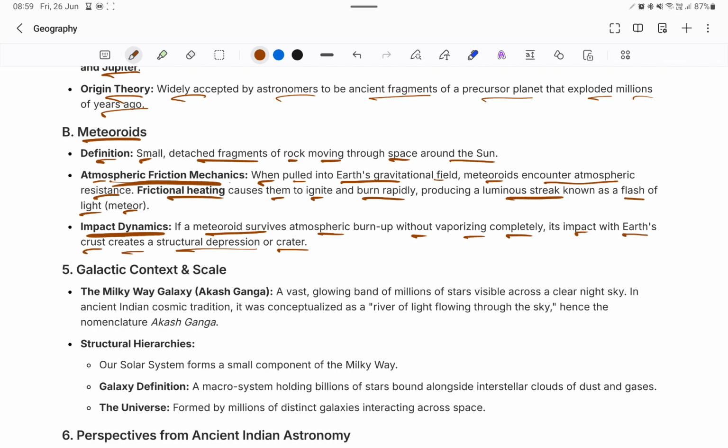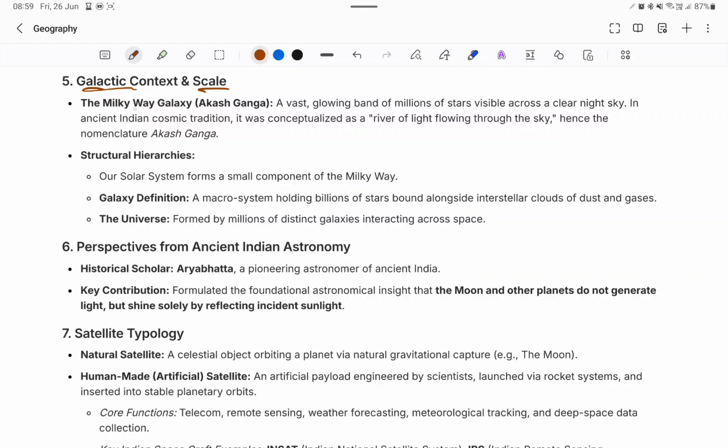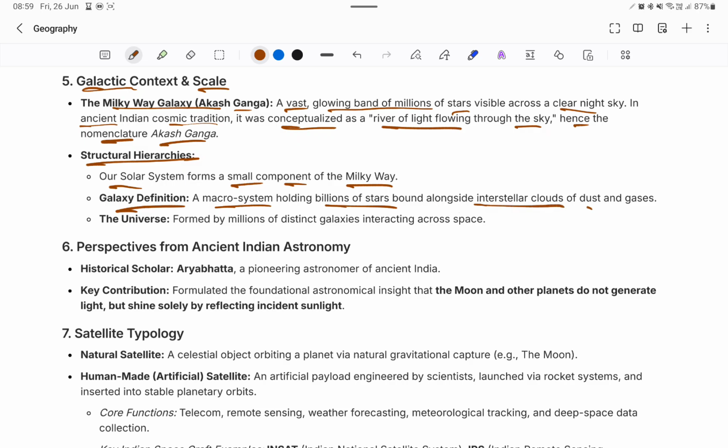Or crater. Galactic context and scale. The Milky Way galaxy, that's called Akashganga, a vast glowing band of millions of stars visible across a clear night sky. In ancient Indian cosmic tradition, it was conceptualized as a river of light flowing through the sky, hence the nomenclature Akashganga. Structural hierarchy: our solar system forms a small component of the Milky Way galaxy, a macro system holding billions of stars bound alongside interstellar clouds of dust and gases. The universe is made up of millions of distant galaxies interacting across space.